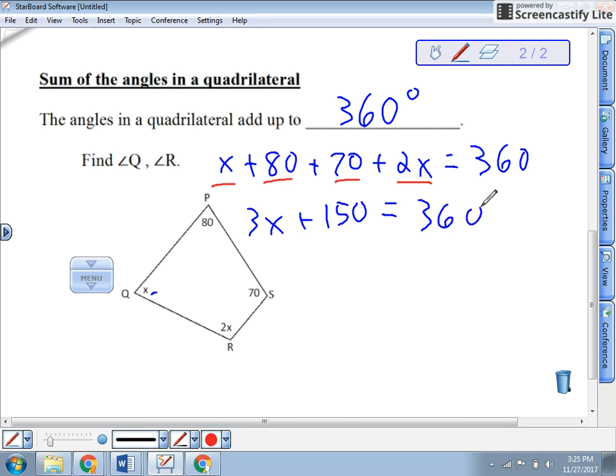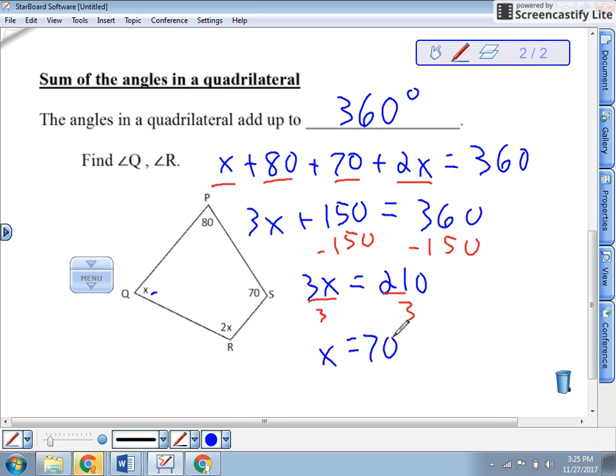Now you guys are pretty good at solving equations. Subtract 150 from each side. So 3x equals 210. And then we're going to divide by 3. So x equals 70. Now I'm not done. It says find angle Q and angle R. So I need to plug that in. So angle Q then is going to equal just 70 degrees.